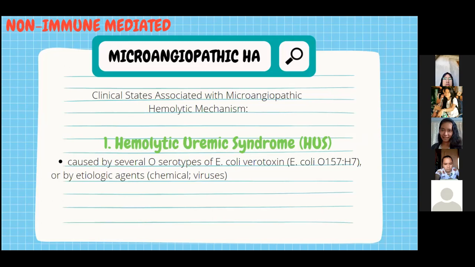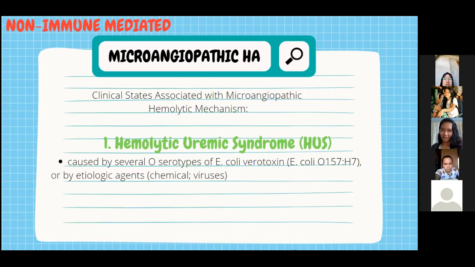So below are the clinical states associated with the microangiopathic hemolytic mechanism. First we have the hemolytic uremic syndrome. It is caused by several O serotypes of E. coli verotoxin or by other etiologic agents. The hemolytic uremic syndrome, or HUS, commonly occurs in infants less than 2 years old, having diarrhea caused by several O serotypes of E. coli verotoxin or by other etiologic agents.